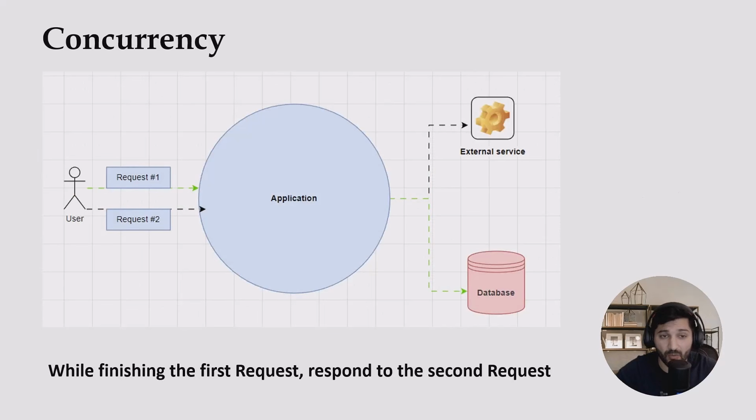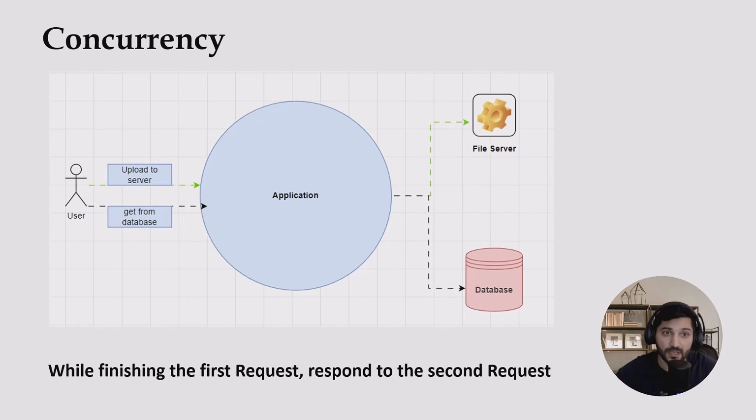So this is our diagram. In our diagram, we have a user, and the user has two requests. The first one is going to be the database request, the other one for an external service. So for the first request, when the user requests to the database, we have some type of operations behind the scenes. We are doing, for example, a bulk insert to the database. Meanwhile, it is possible for our user to request the external service. Long story short, while finishing the first request, it should be possible for us to respond to the second request.